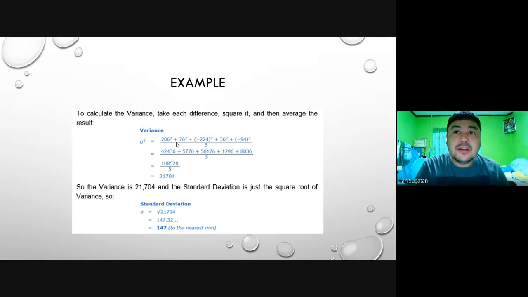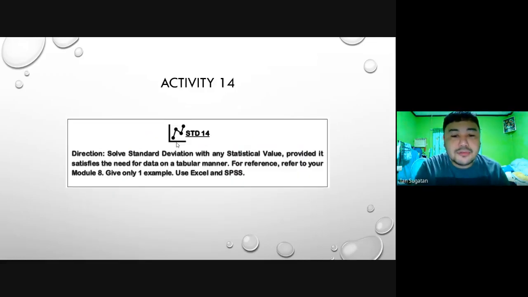So, you can use Microsoft Excel and then SPSS for checking. So, that is why our activity number 14 is STB 14 or standard deviation. So, the direction is solve standard deviation with any statistical value provided it satisfies the need for data or tabular manner. So for reference, refer to your module 8 and give only one example. So one example lang yun, guys.